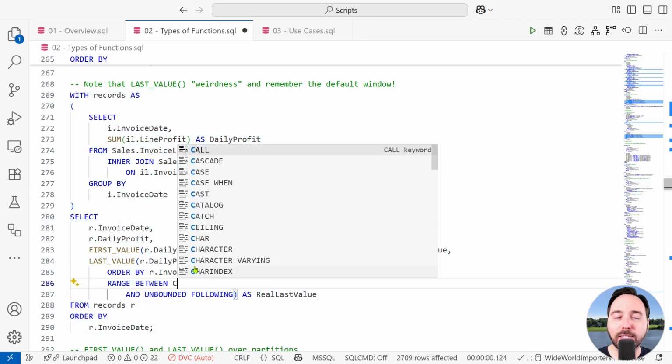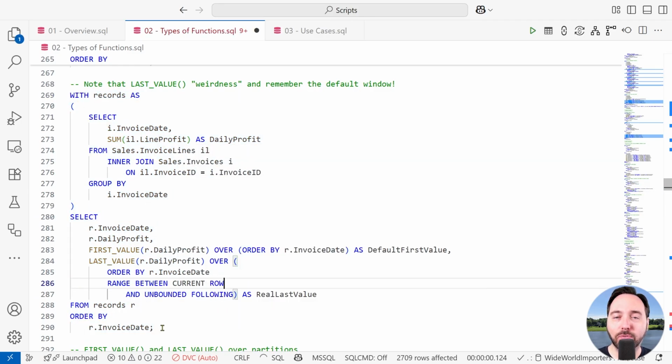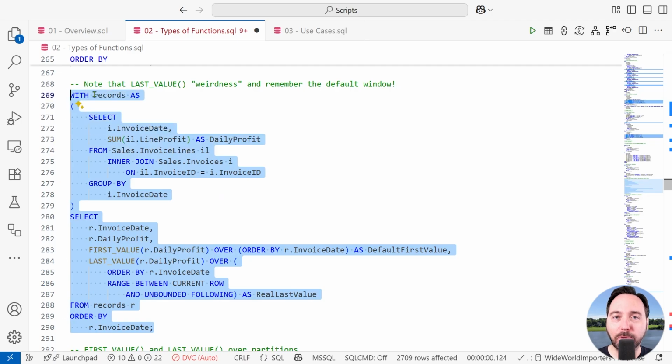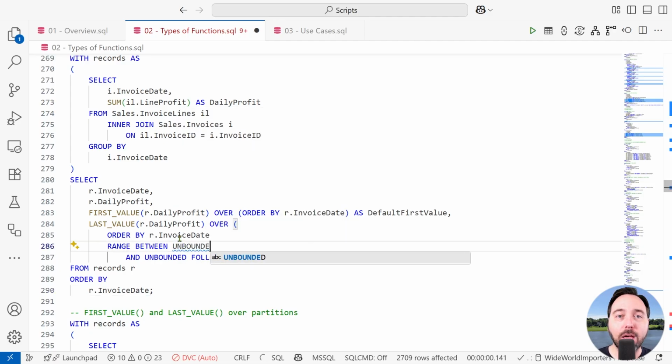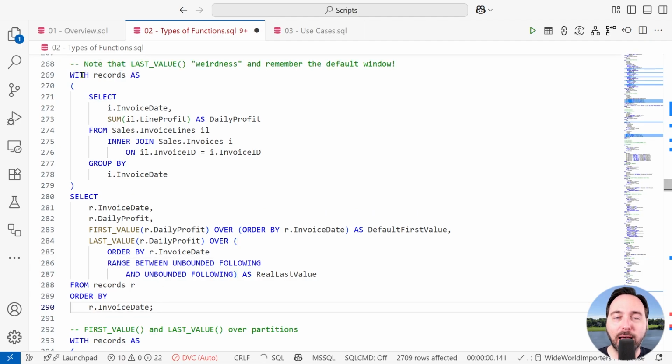Note that the left-hand side of the frame cannot use the following keyword, so I couldn't be clever and say range between unbounded following and unbounded following. That would just return a syntax error. But starting with the current row, it's absolutely fine, and the results are the same as we see here.